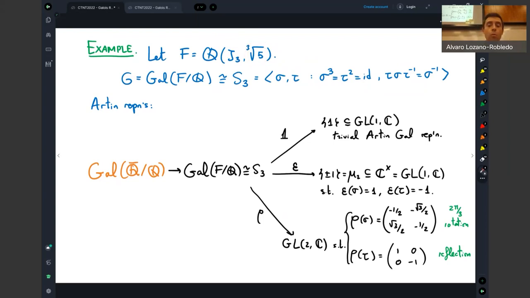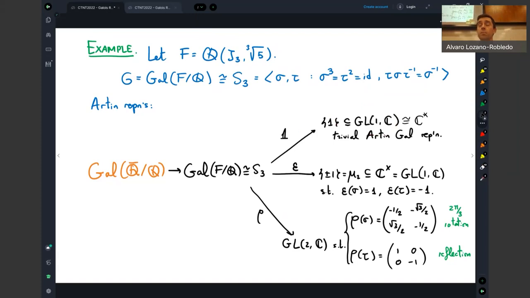Great. So what are the Artin Galois representations attached to this field? We send from here to here by restriction to the field F, and then I use the theory of representations of finite groups. So what are the representations of S3? There is the trivial Artin Galois representation, where everything goes to 1. I'm going to think of this 1 as the 1 in GL1 over the complex numbers, or simply C cross.